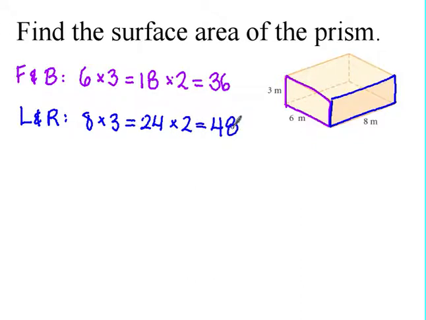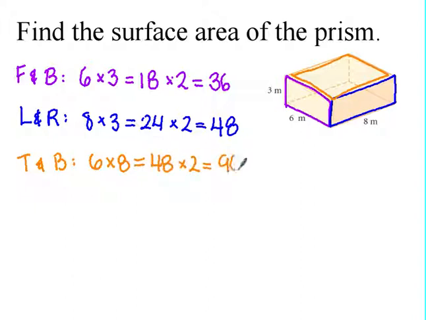Next I'm going to do the top and bottom. So here's the top. What are the dimensions, top and bottom? 6 by 8, you said. So the top and bottom area is 48. Take it times 2, you get 96.